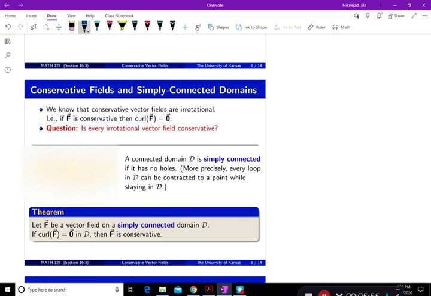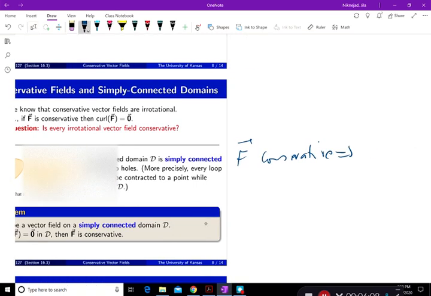So just curl being 0 is not enough for the field to be conservative, even though F being conservative gives you that curl of F is 0. But curl of F equal to 0 does not imply F is conservative unless F is defined in pretty much some hole-less, breakage-less domain. That's what it is basically.